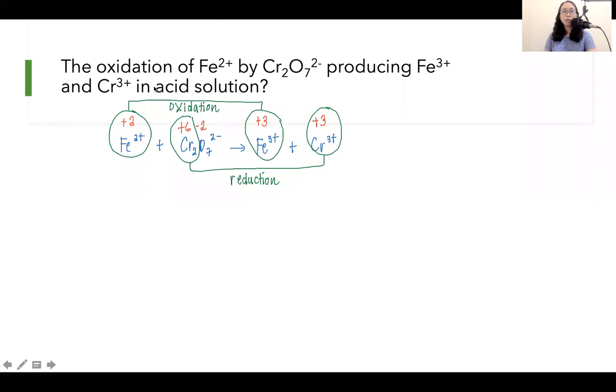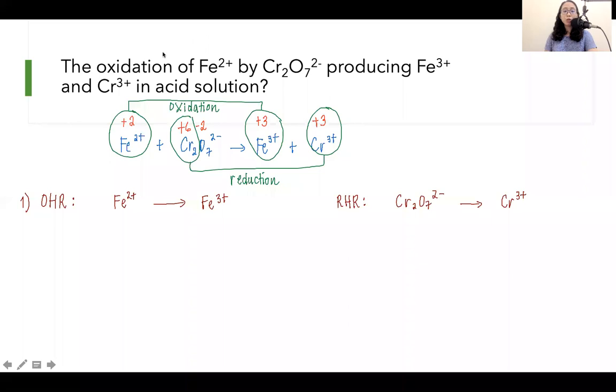Let's go through the steps one by one. So the first step is to write your oxidation half reaction, which we identified as iron 2 forming iron 3. The reduction half reaction involves dichromate ion forming chromium 3 ion.